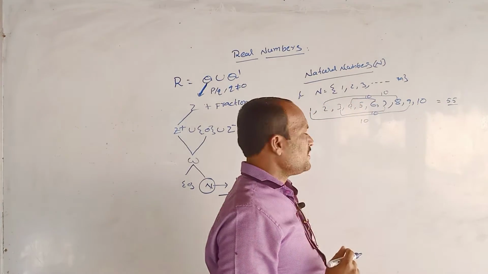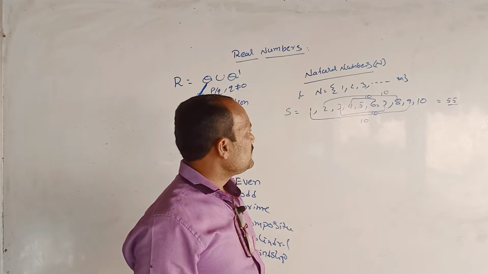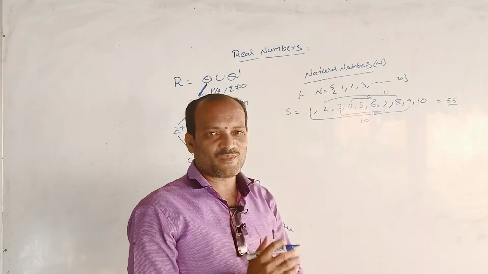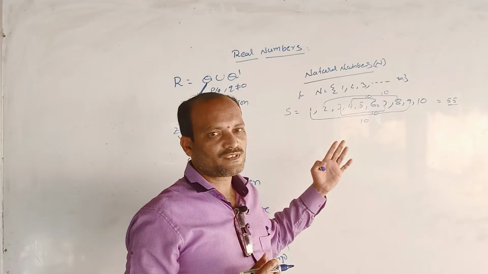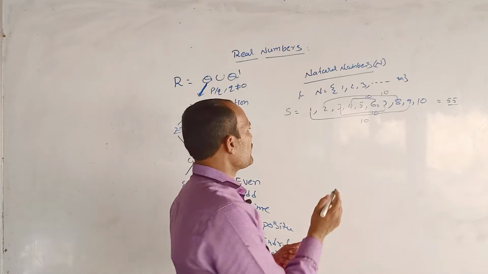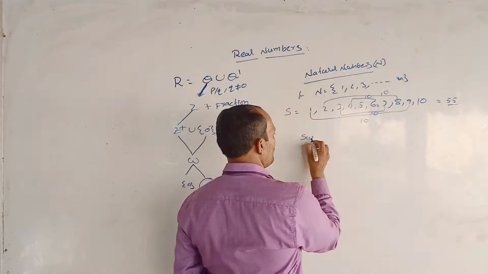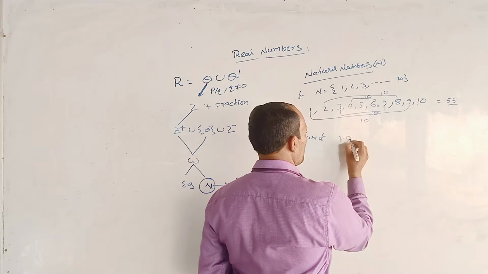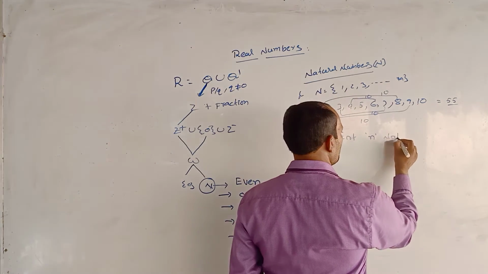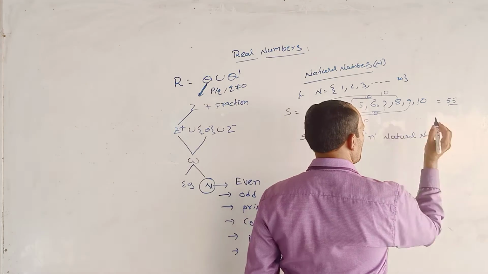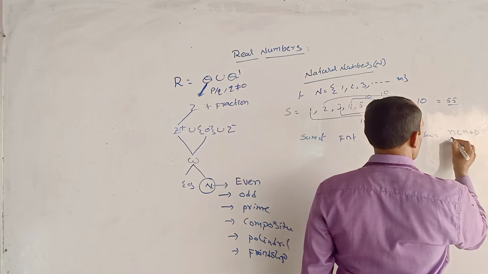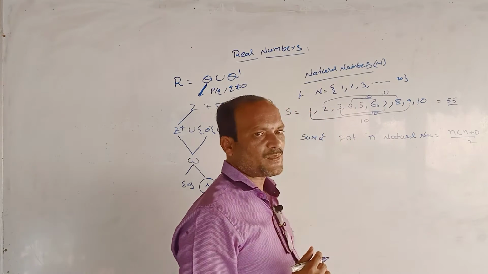55. This is a small problem. If we want the sum of 100,000 natural numbers, this process is not practical. It is very hard. So we have one formula. The sum of the first n natural numbers. What is the formula? n into n plus 1 by 2.